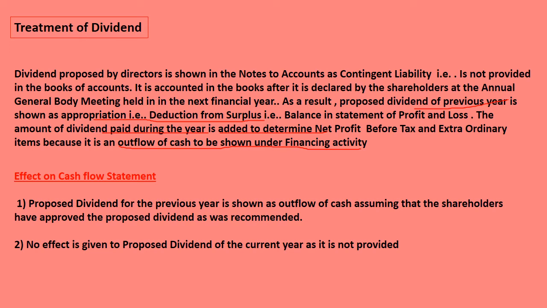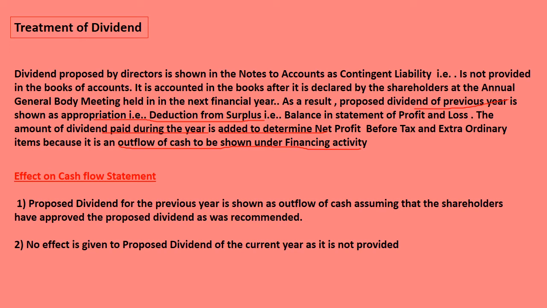Now let us see why we were adding some items and why we were deducting some, the treatment of these items. First, we are going to discuss the treatment of dividend. Dividend proposed by directors is shown in the notes to accounts as a contingent liability, that is, not provided in the books of accounts. So we are showing it as a contingent liability in the notes to accounts. It is accounted in the books after it is declared by the shareholders at the annual general body meeting held in the next financial year.